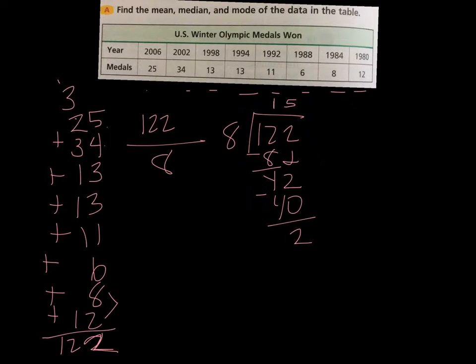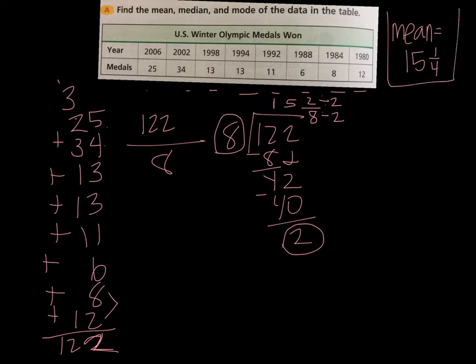So our answer is going to be a fraction here. My answer is 15 and 2/8. Then if I reduce my fraction, I can divide by 2, divide by 2, and my mean would be 15 and 1/4. So I am going to write that up here. 15 and 1/4. I could have also written it as 15.25, but we're just going to do that.